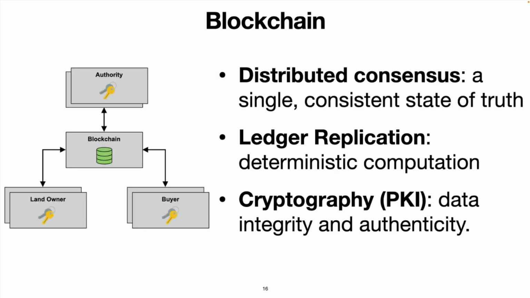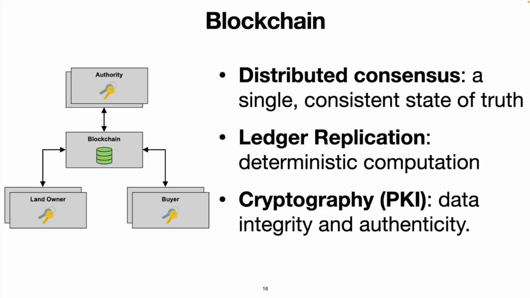Now, how is this achieved? Of course, this is a different topic, but these are the basic building blocks of the blockchain. We have a distributed consensus, which means that participants need to agree on a single state of truth. Otherwise, the network won't function. And this happens, for example, through the proof of work consensus protocol, which I'm sure many of you have heard of.